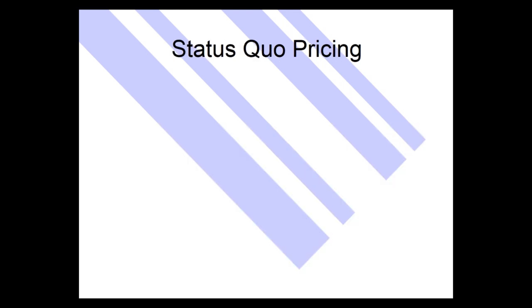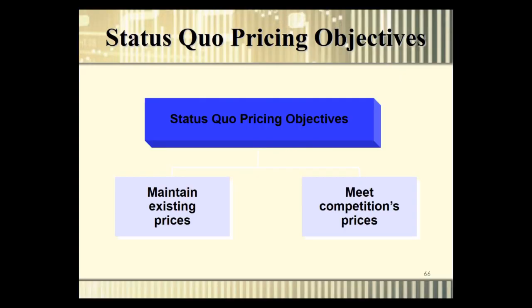Status quo pricing is very much the norm in a lot of markets. Status quo pricing has one of two objectives depending on where you are in the market. The objectives are to either maintain existing prices or to meet competition's price. If you are not the price leader, you will maintain existing prices, but then if the price leader changes price, you will probably change that immediately.